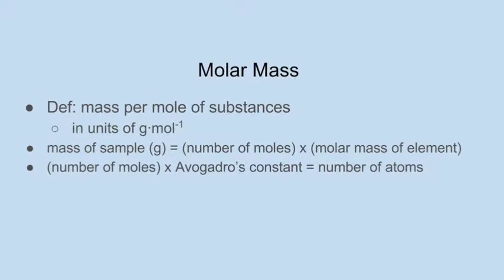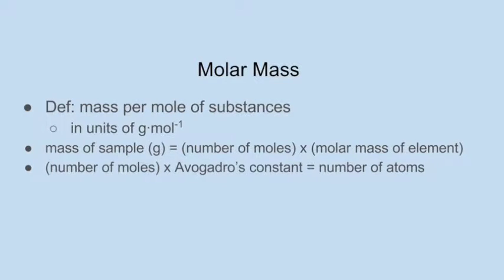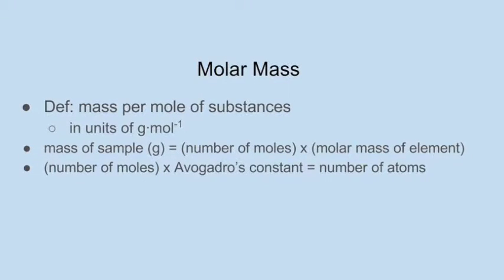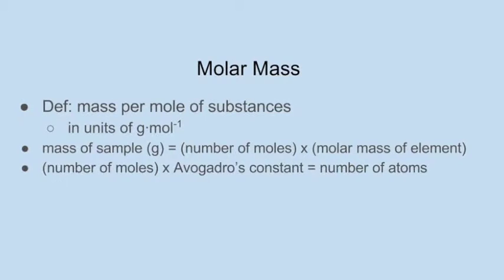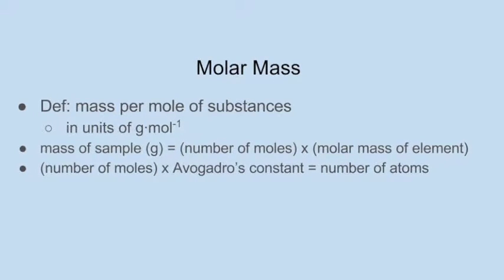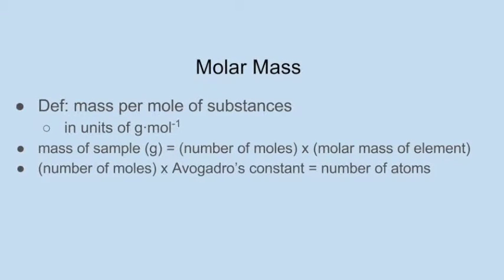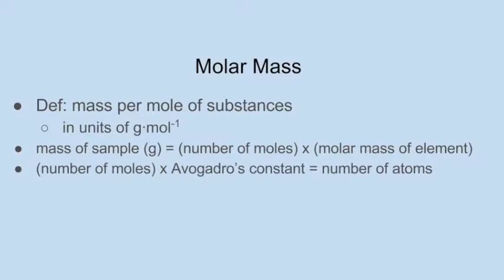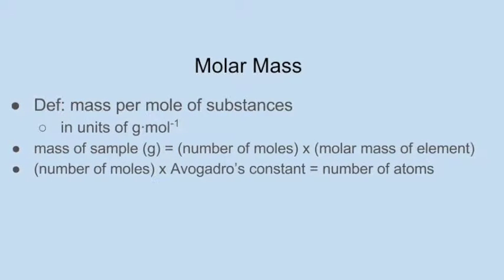The next concept is molar mass. The definition of molar mass is the mass per mole of particles. The units of molar mass are written as grams per mole. So, for example, the molar mass of carbon is known as 12 grams per mole.